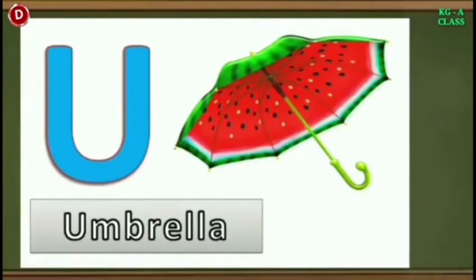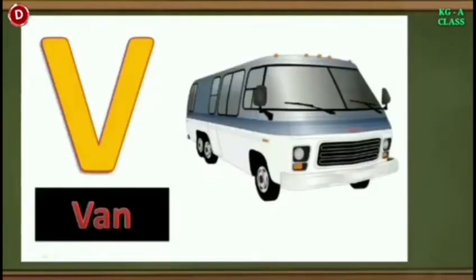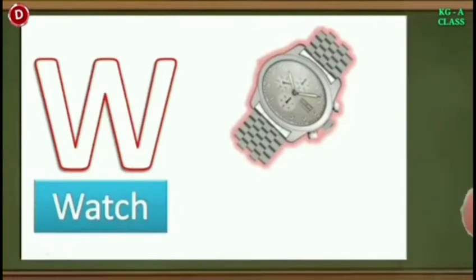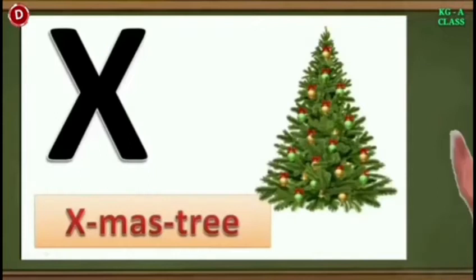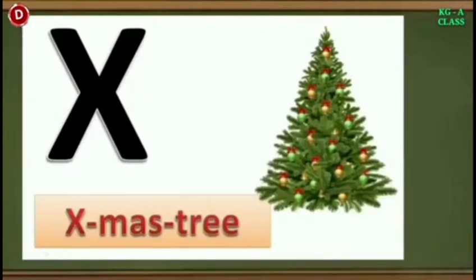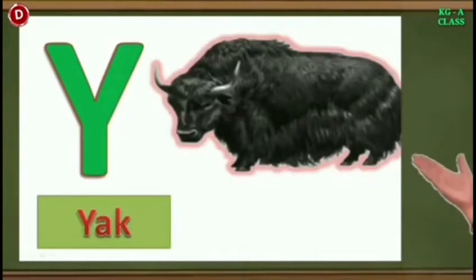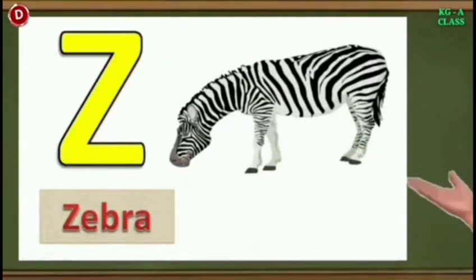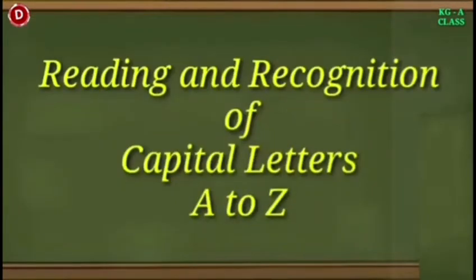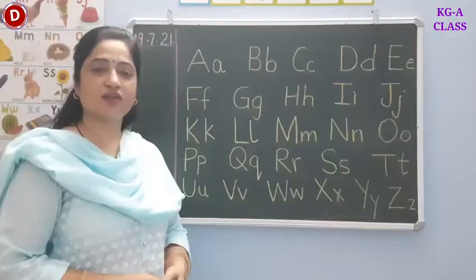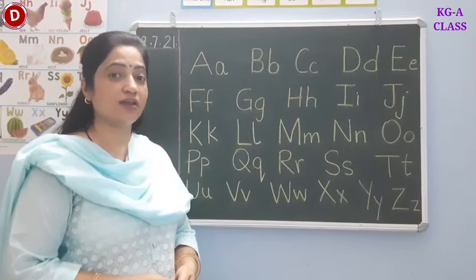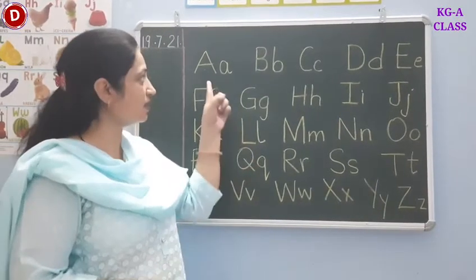U for umbrella. The next letter is V. V for van. Now comes W. W for watch. Children, this is X. X for Xmas tree. Children, this is capital Y. Y for yak. And now comes the last letter. This is Z. Z for zebra. Children, in this way, you have to learn to read and recognize capital letters A to Z with the help of pictures. Children, now let's learn and revise sounds and songs of the letters A to Z.